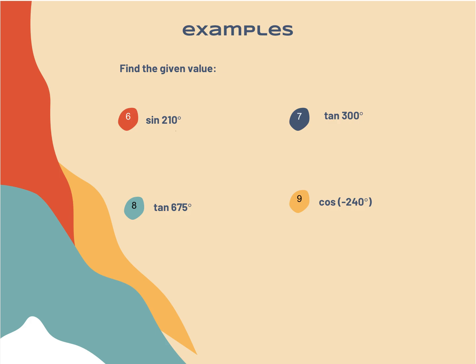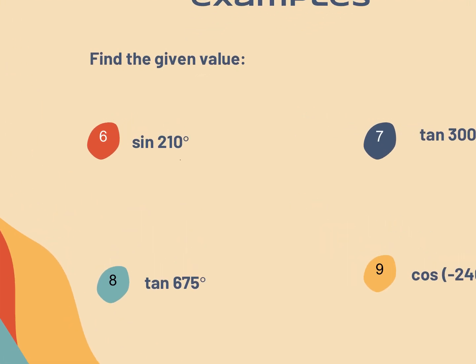To find these given values, right? Sine of 210, I can't draw that in a right triangle. I don't know what you would get if you were to draw it out, because the total of the angles in a triangle is 180, and 210 is already way bigger than that. But you can use a reference angle.